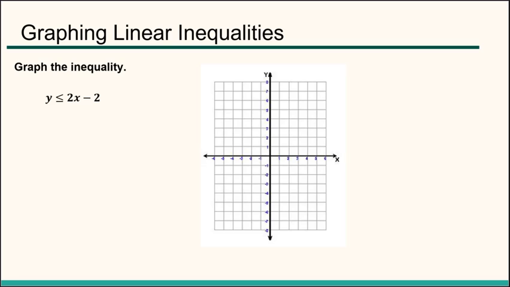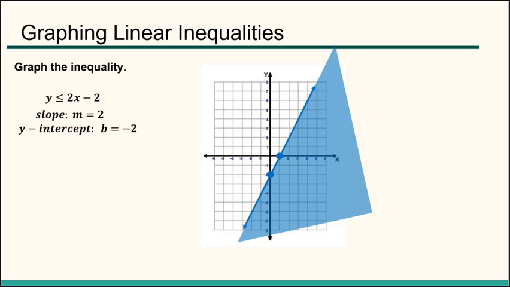So let's look at another one. Y is less than or equal to 2x minus 2. For this one, slope is 2, y-intercept is negative 2. I'm going to draw my negative 2 point. Then I'm going to go up 2, run 1, draw my line. Now this is less than or equal to, so I'm going to draw a solid line here. Then y is less than this line, so I'm going to shade below. And this would be my solution.